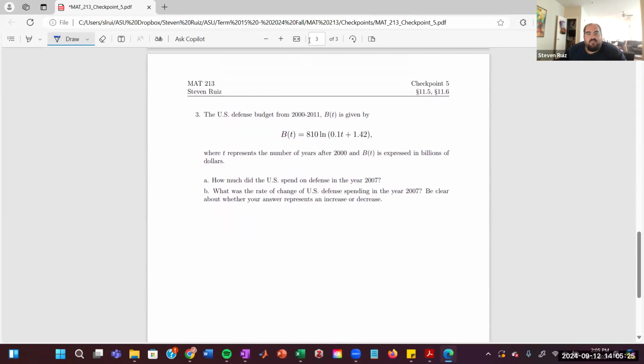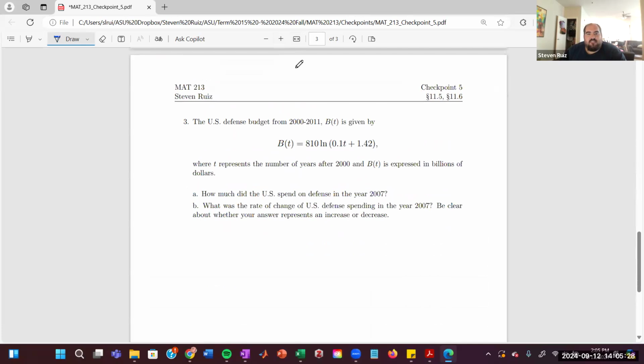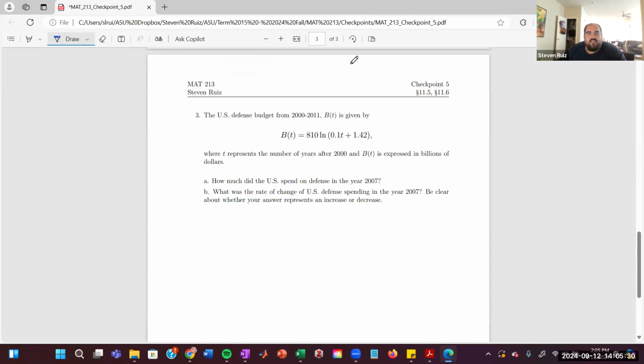So the United States defense budget is given by this function over an 11-year span. T is again measured in time. This time it's years after 2000, so years after our reference time. And B of T is our defense budget, measured in billions of dollars. So part A, how much did the US spend on defense in 2007? The year 2007 implies that we want to use T equals 7, that's 7 years after the year 2000.